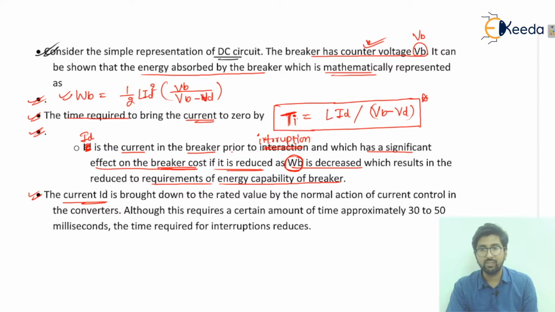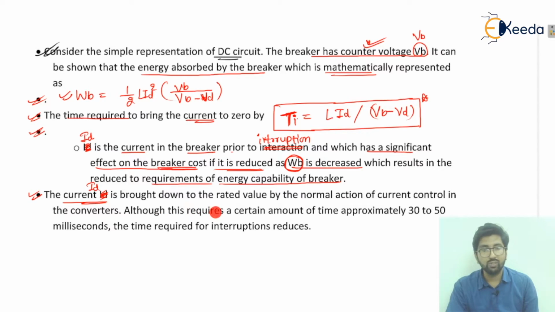Now the current ID is brought down to the rated value by the normal action of the current control in the converters. Although this requires a certain amount of time, it will not be immediate. It never will be immediate, whether increasing or decreasing, because it always involves inductors. The smoothing reactors do not allow the current to decrease or increase immediately, so it takes a certain time.